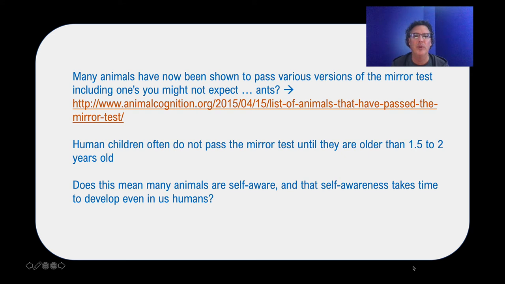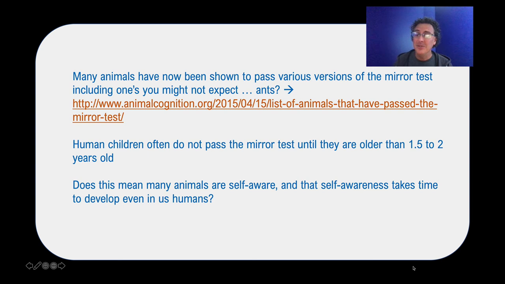Human children cannot pass this test until they're about 18 to 24 months old. Before that, they react to the reflection as though it's another child. Stage one, right? But once they get to about 1.5 or 2, then they start to recognize that it's them. And then shortly after that, they can't see themselves enough. At some point, they fall in love with the mirror. But it takes a while for humans to be able to pass this test.